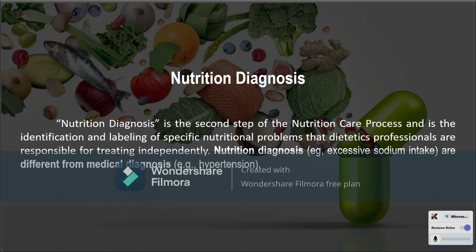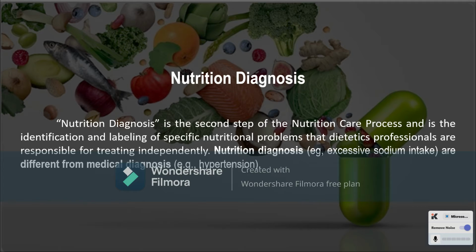Why? Kasi in this step, dito mo ma-identify or ma-label yung mga actual occurrence, risk factors, and yung possible cause para ma-identify at na-label na rin yung isang specific nutritional problem. Which is, it is treated independently by a dietetics practitioner. So they should be careful kasi dito din nakasalalay yung nutritional intervention na gagawin. At once na magkamali sila, of course, mas magkakaroon pa ito ng severe problems.